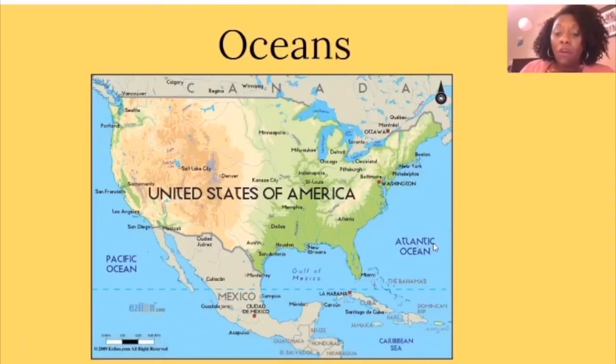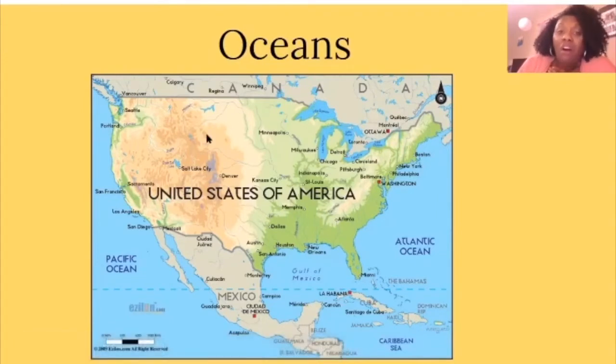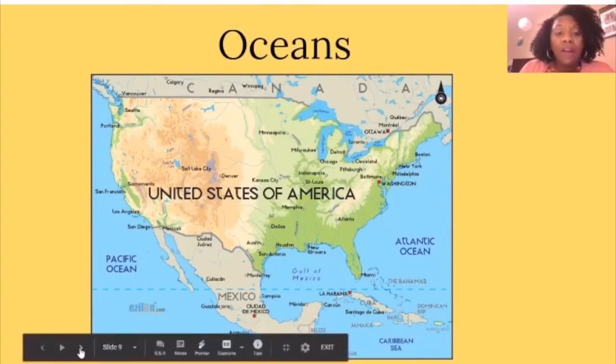But it's important that we orient ourselves here in Virginia to the Atlantic Ocean and understand that the ocean that we're closest to is the Atlantic Ocean. If we were on the West Coast, the ocean that we would be closest to is the Pacific Ocean. And then all of these areas out here in the middle of the country aren't near an ocean at all. So they have to travel pretty far to get to an ocean.